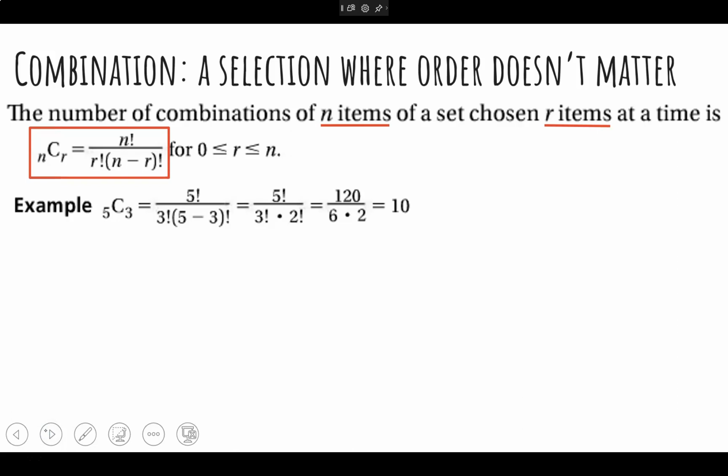All right, combinations. They have their own fun little formula, okay? A combination is a selection where the order does not matter. So in this formula, we have n factorial divided by r factorial times n minus r factorial. It's the combinations of n items of a set chosen r items at a time. So I have 10 marbles in the bag. How many different ways can I pick 2 marbles at a time? So we're not just picking one anymore. We're picking them out in groups.